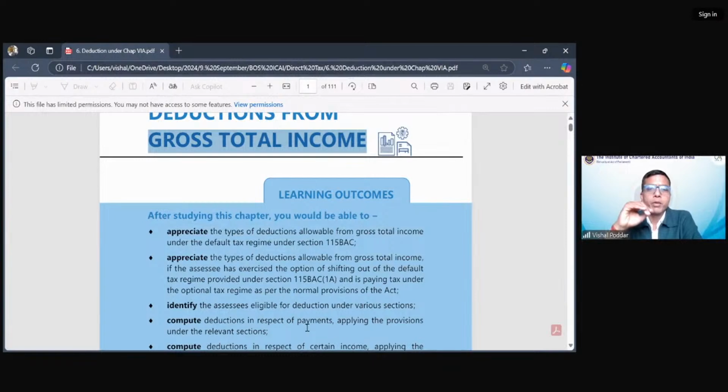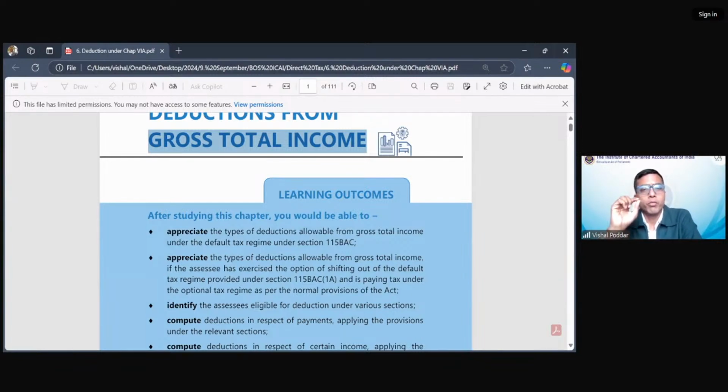Now, the government wants to allow you some further deductions. These deductions are allowed by way of deduction under Chapter 6A. Chapter 6A is the chapter which we normally refer to whenever we want to check these deductions. That is a deduction from gross total income. It is called deduction under Chapter 6A because it is given under Chapter 6A of the Income Tax Act.